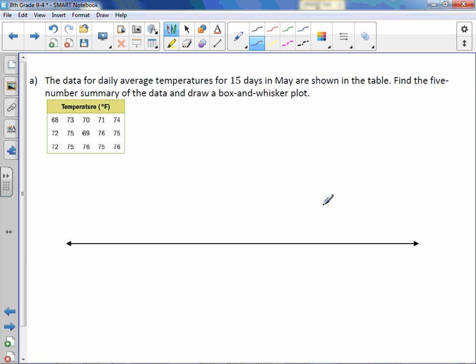So let's take a look here. The data for daily average temperatures for 15 days in May are shown in the table. Find the 5-number summary of the data and draw a box and whisker plot. So the first thing we're going to do is order our data from least to greatest, and make sure you write fairly small so we can fit it all in.